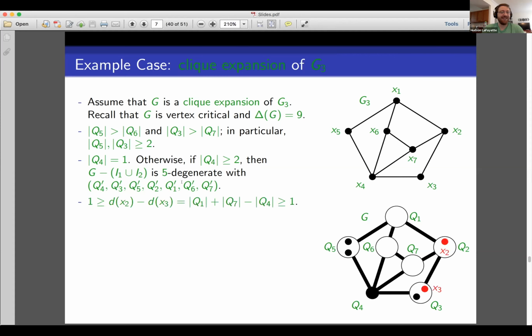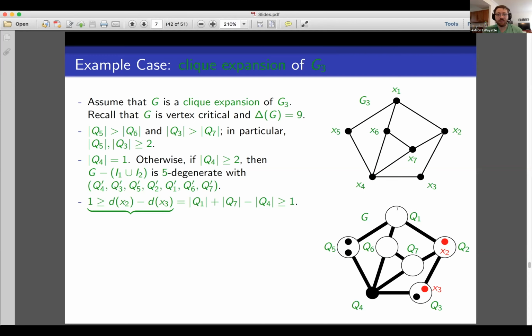It is very useful. The next claim is the degree of x2 minus x3 is at most 1, or this whole inequality. So the first part of it is pick a vertex x2 in Q2, pick a vertex x3 in Q3. Your degrees have to be 8 or 9, so the difference of them has to be at most 1. Why do they have to be degree 8 or 9? Well, if your degree is 7 or less, you can delete by criticality, color with 8 colors, add that vertex back in, and you have an 8th color available on that vertex. So the difference between any 2 vertices is at most 1 if you take the absolute value.